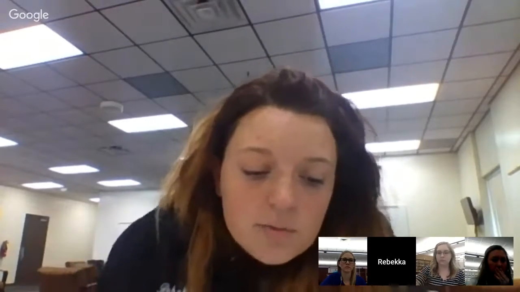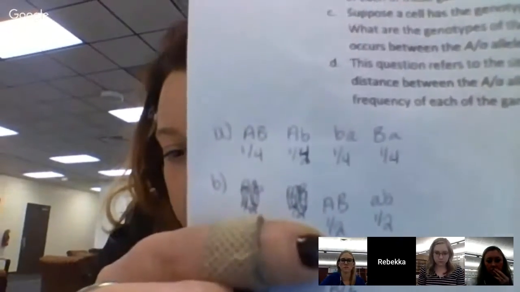B asks the same question, but it's saying that the dominant A is linked to dominant B, and vice versa with the recessive alleles. And since the dominant and recessive alleles are linked, they follow each other in pairs. So 1/2 is going to be both dominant and 1/2 is both recessive.